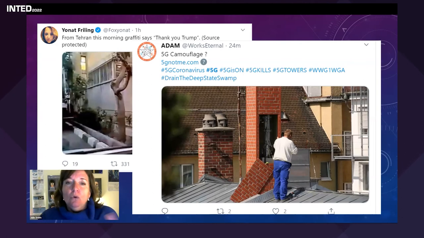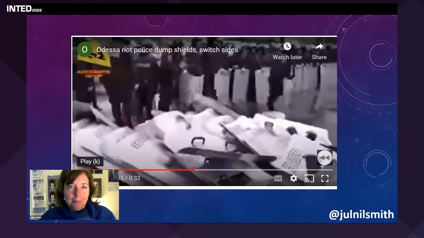So what this person did was find an old photo, slap a bunch of hashtags on there. And if you're following any of these hashtags, you're more likely to believe this and less likely to check it for authenticity, and off it goes. And this actually went viral last week, saying that Odessa riot police had dumped the shield, saying that they were protesting the coronavirus restrictions or something.